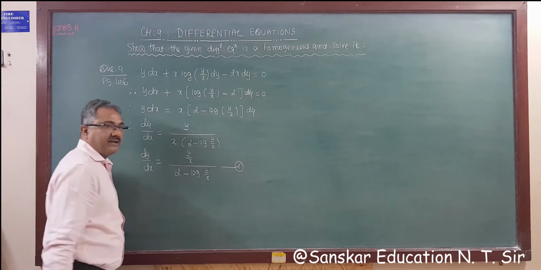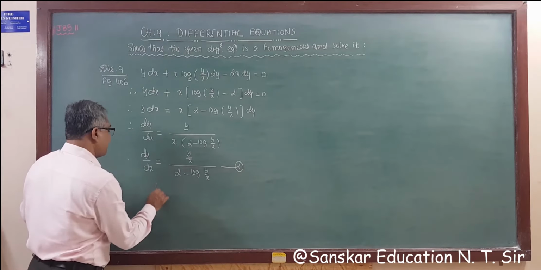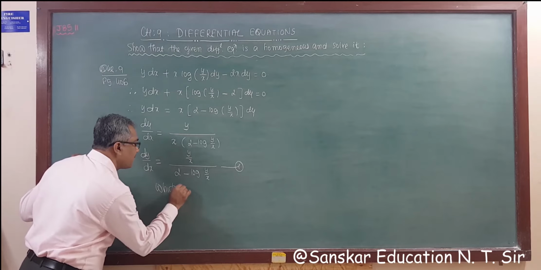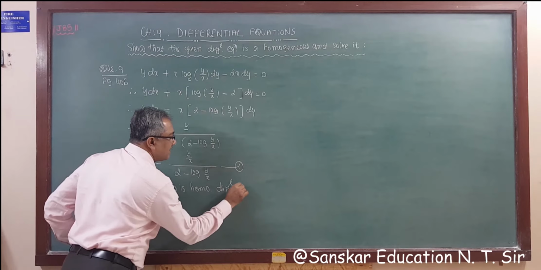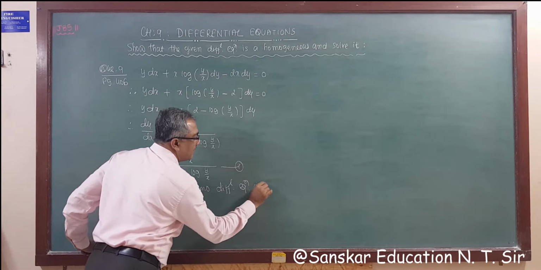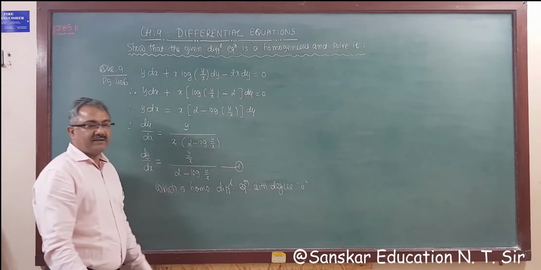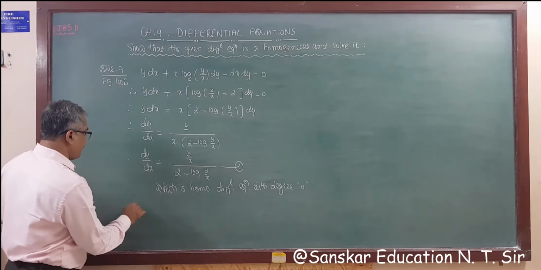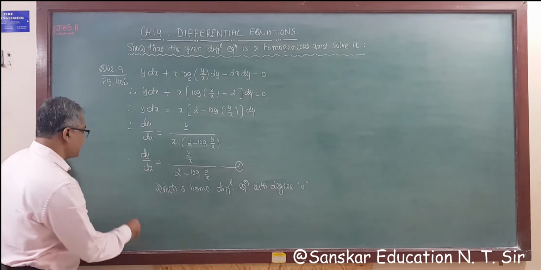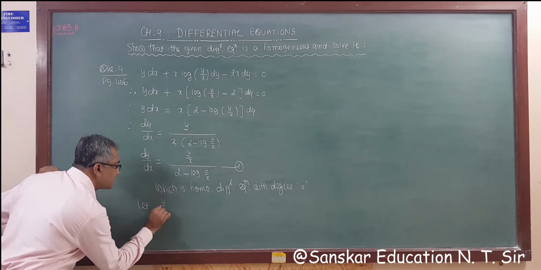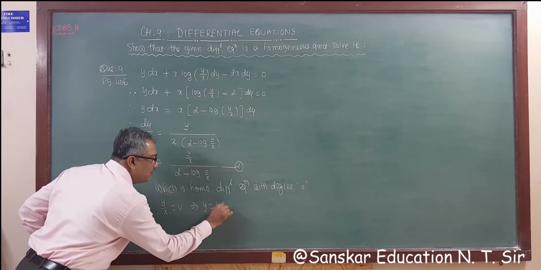See equation number 1, which is a homogeneous differential equation with degree 0, right? So what we have to do is assume y by x is equal to v, because this is dy by dx. So let y by x is equal to v. So this implies y is equal to vx.